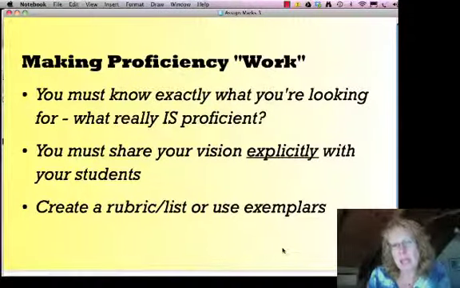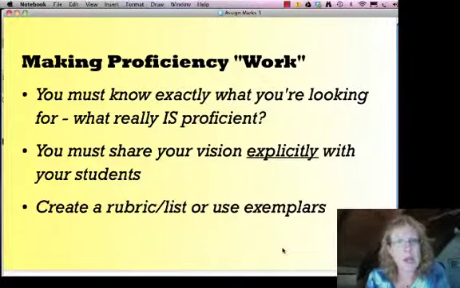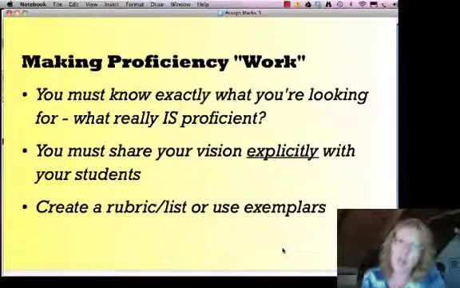And then the second thing, and this sometimes is hard for us as teachers, is that you have to take the time to share that vision explicitly with your students. Teach them what proficient looks like. Whatever you picture that to be, you've got to be the one that can clearly communicate that. And if you don't know what it is, there's no way a kid can know what it is. So the first thing is that you've got to know what good is.